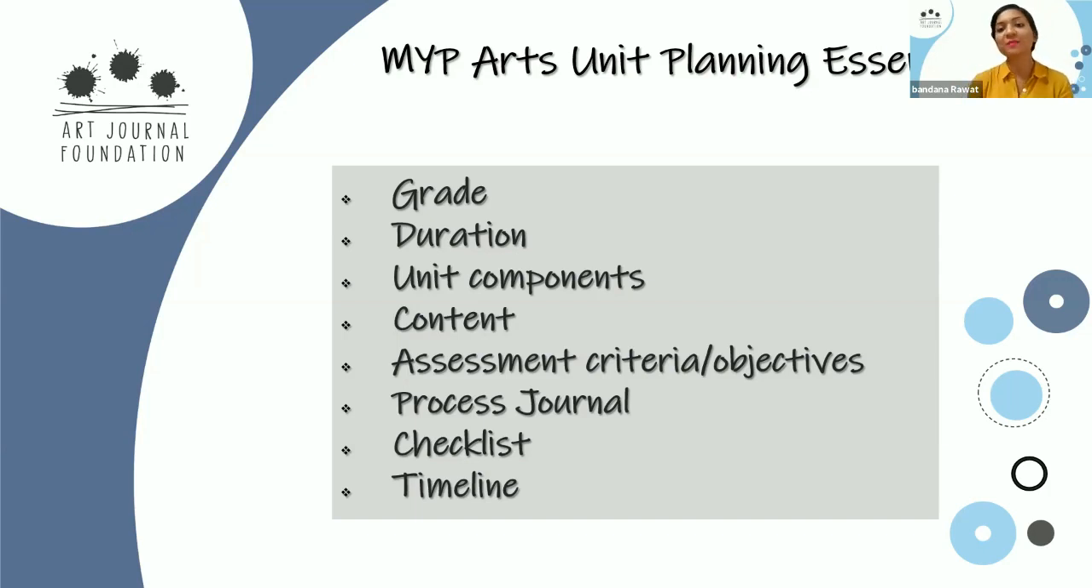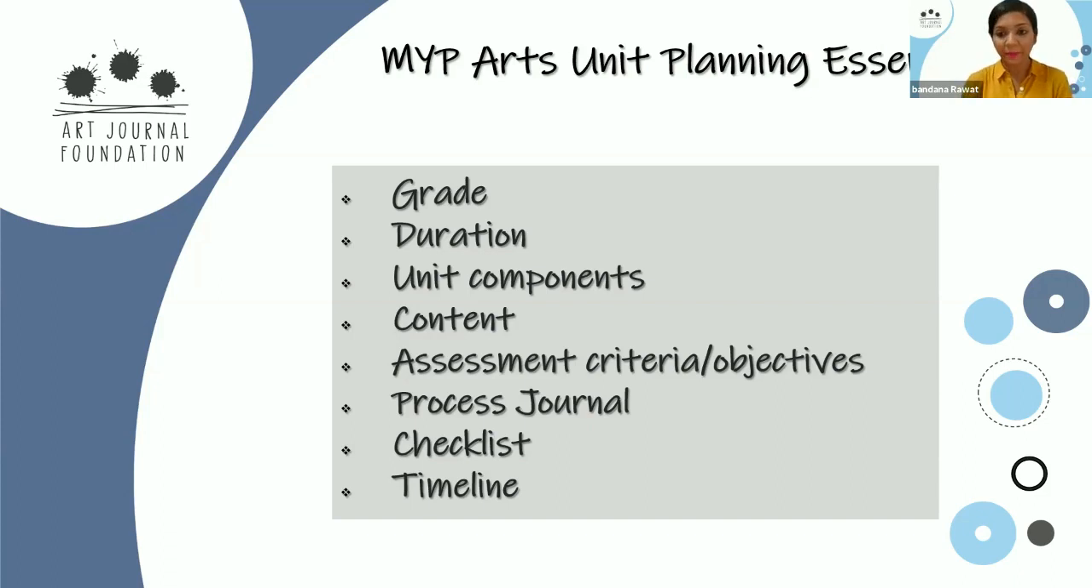Then next comes, what are the unit components? Unit components basically refers to the key concept, related concept, global context, the statement of inquiry, essential questions, the things that we discussed yesterday, and assessment criteria. Now, one thing I want to reiterate here is, in terms of assessment criteria, it is given in the guide by IB that all the objectives or the criteria have to be assessed twice in a year.